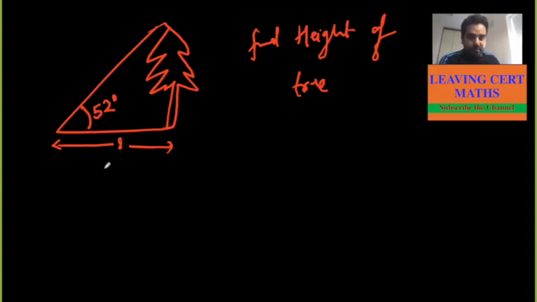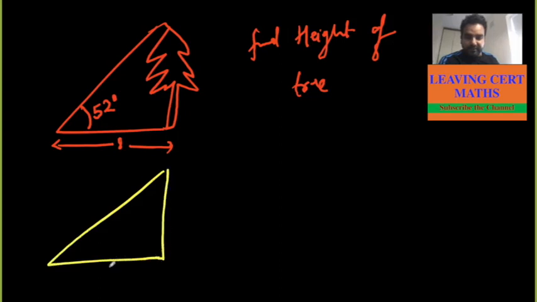So the height of the tree. Is this not equivalent to this? Let's say the height is h. You can use Pythagoras theorem, but the problem is two sides are not given. So forget about that.